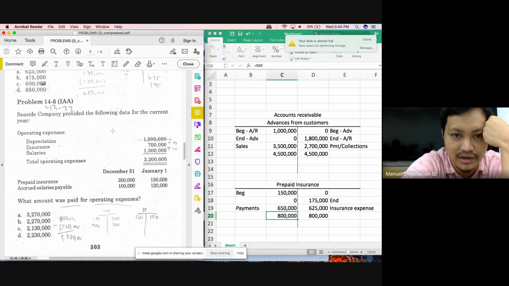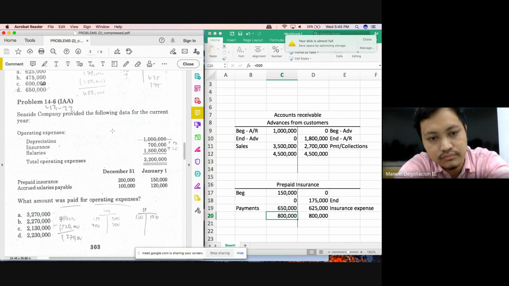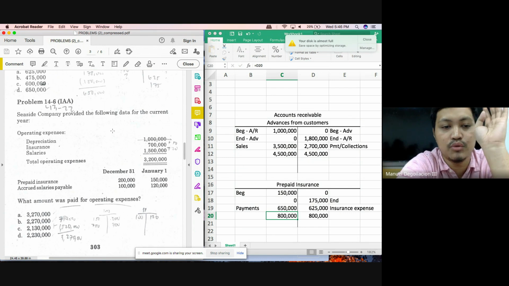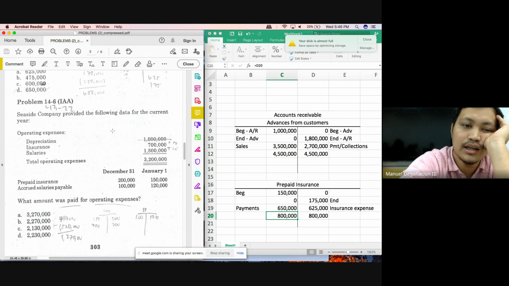Salaries, what happened to salaries? Salaries expense were 1,500,000. And then accrued salaries payable, which is a liability, what happened? It decreased. For your liability, what are the two basic transactions affecting your salaries payable? Salaries that have accrued will increase your liability, and it will decrease with payments. Or it will increase with salaries expense and decrease with payments. And what happened to the salaries payable?